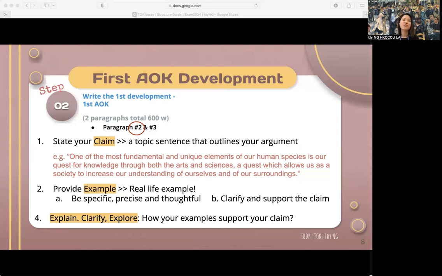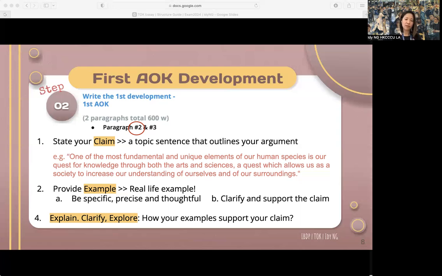Second, of course, provide real life examples. This is very essential. You need to show that this is from your life, your real experience. Your examples can be from your life, like something that you noticed while you're doing your biology IA, or something from research, like how CRISPR was discovered. CRISPR is a technology that can be used to edit genes, all right? So the examples need to be explicit, precise, and real, and they need to clarify and support the claim.